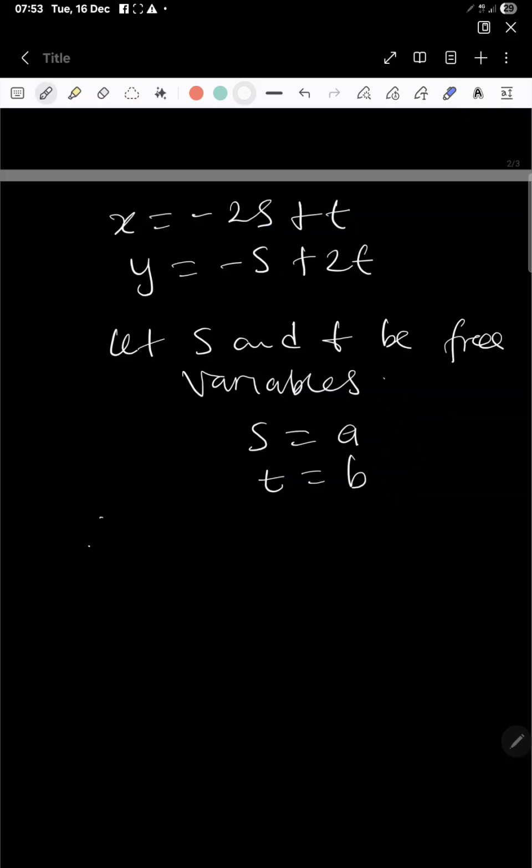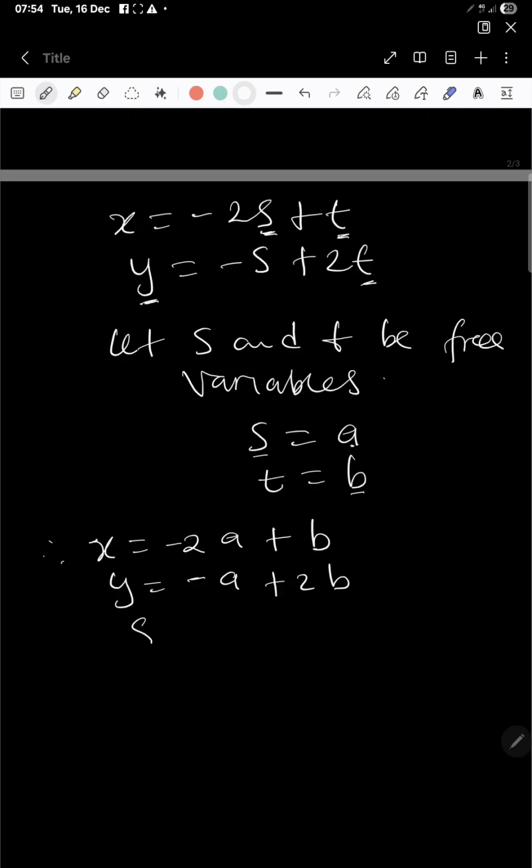So we are going to say therefore our x is equal to negative 2. Where there is s, now we are putting a, so we have 2a plus, where there is t, we are putting b. So we put a b there. And then we have another equation: y is equal to negative a, where there is t, we are putting b, so plus 2b, like that. All right, now in this case, remember we have x is equal to that, y is equal to that. What is our s? Our s is a, so you can even write that s is a. And what is your t? Your t is b there.